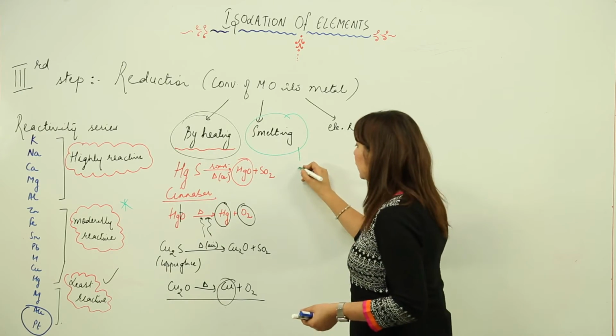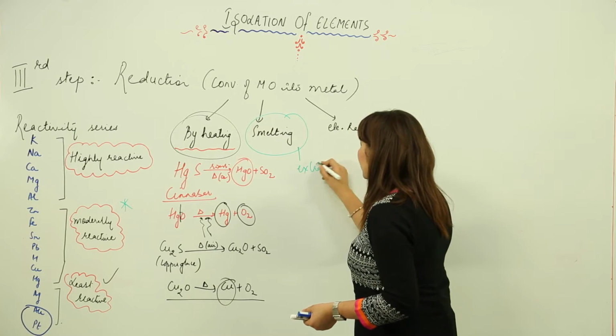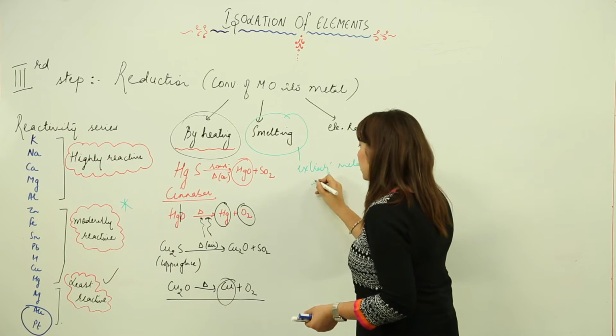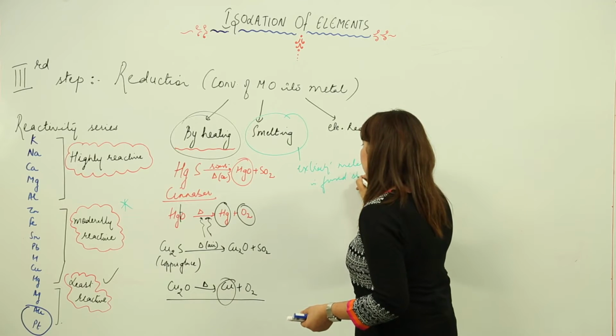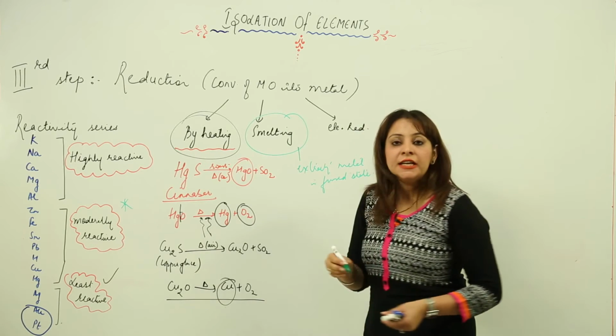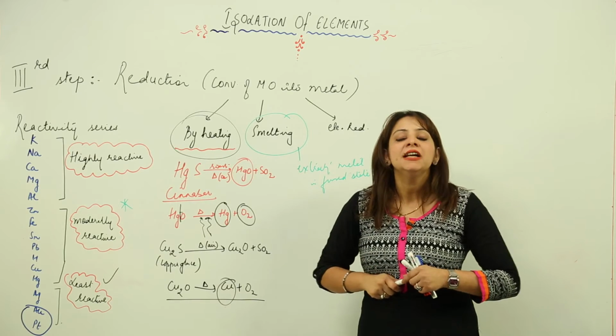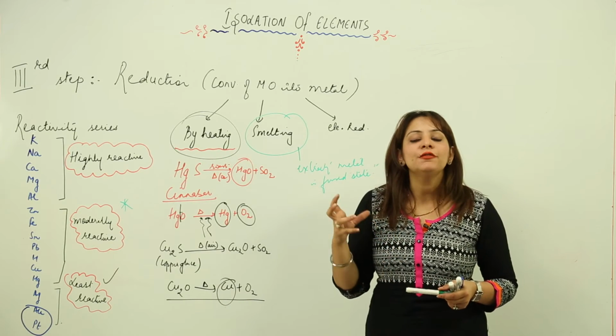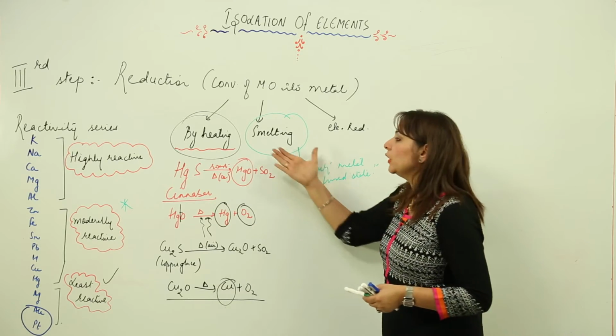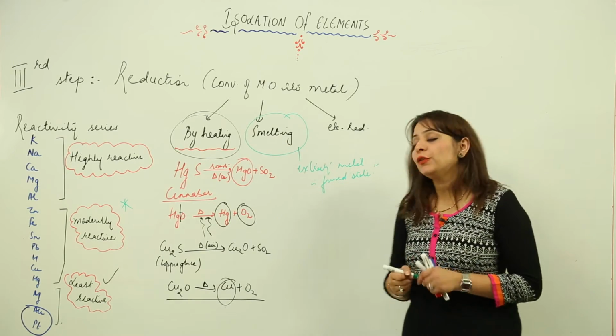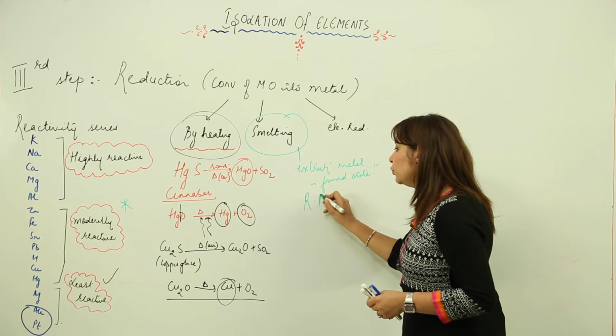Smelting is extracting metal in a fused state, or you can say in a molten state. So in this we will be extracting a metal, obviously from a metal oxide, but we will be obtaining it in a fused state, right. So this is smelting, and for this we make use of a reducing agent.